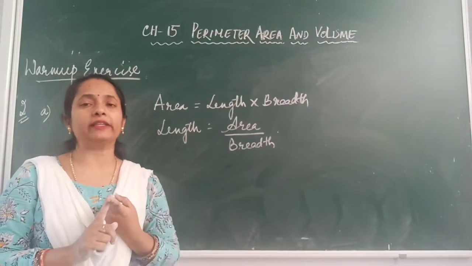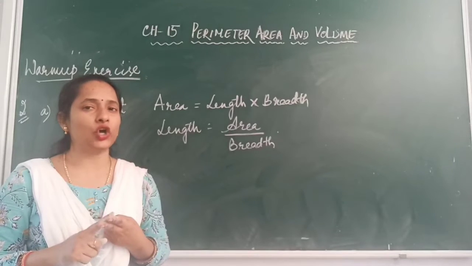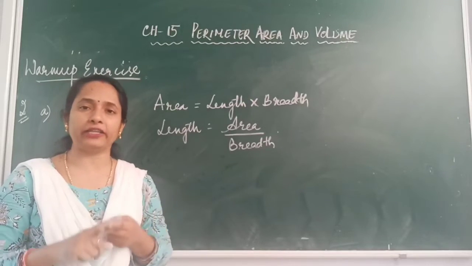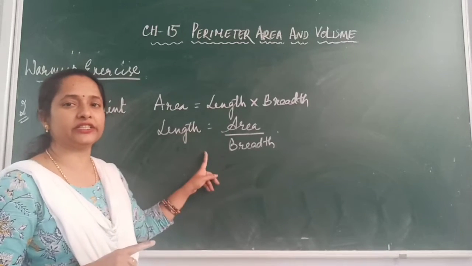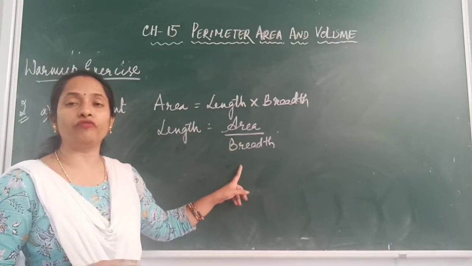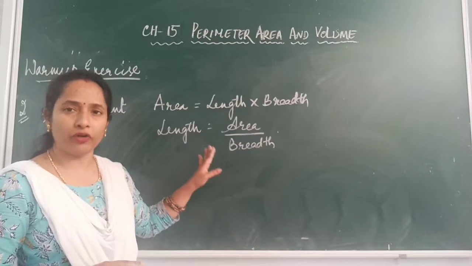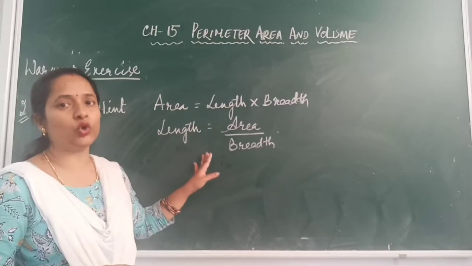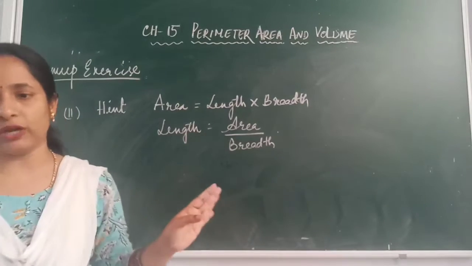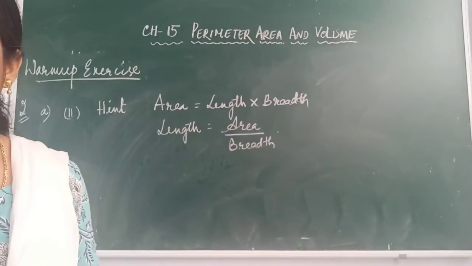Now, once you get the value of length and you already have the breadth, it is not a difficult task for you to find the perimeter. So first, in this case, you have to find the length and then go for finding the perimeter. This much hint I am giving to you for solving bit 2 of question number 2, A. Okay. Now, let me go to bit 3.